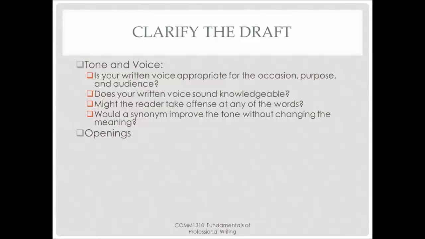Take a look at your openings and revise poor openings. Look at your thesis statement. Does it make sense? And say what you really mean? Does your first sentence capture attention while still being appropriate to the purpose and audience? Remember that overly philosophical or very broad openings are generally not appropriate in formal writing.